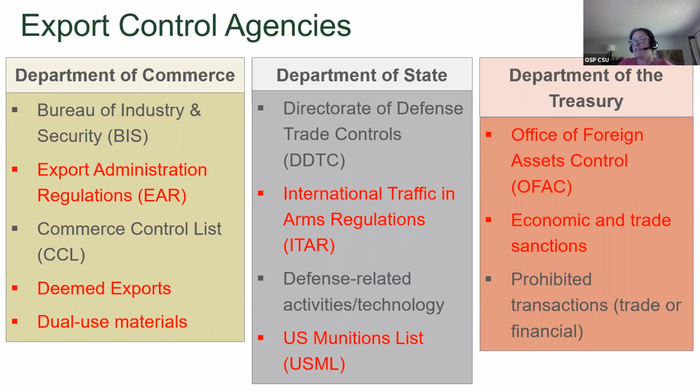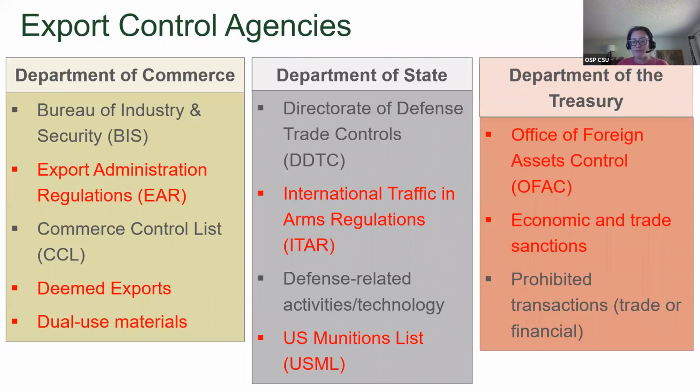So this is just one that, unless you're really savvy with export controls, you're just going to have to memorize, right? Commerce, again, deals with those deemed exports, dual-use materials. State is defense, so anything military. And then your Treasury is going to deal with your economic and trade sanctions.